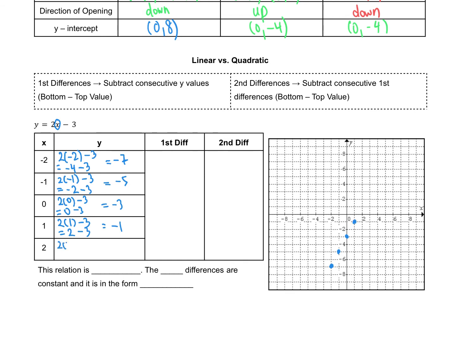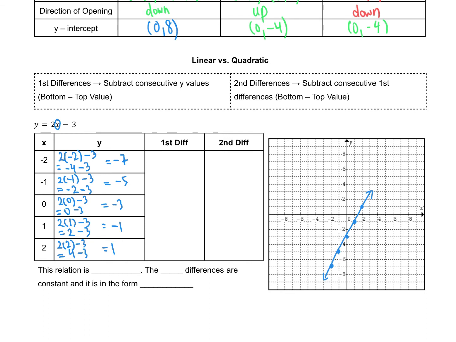And finally, 2 times 2, subtract 3. 2 times 2 is 4, and 4 subtract 3 is +1. So when x equals 2, y equals 1. And then we can connect our dots and put arrows at the ends. This is clearly linear because we have a line on our graph, but also the equation was in y equals mx plus b. Now, this whole portion is about first differences, so let's go ahead and do that.